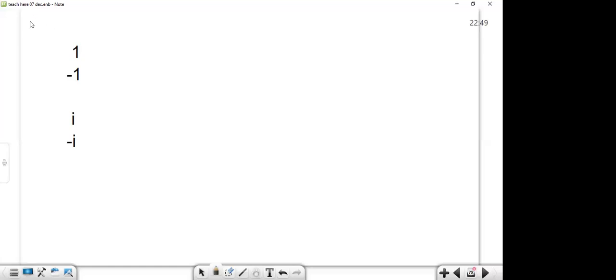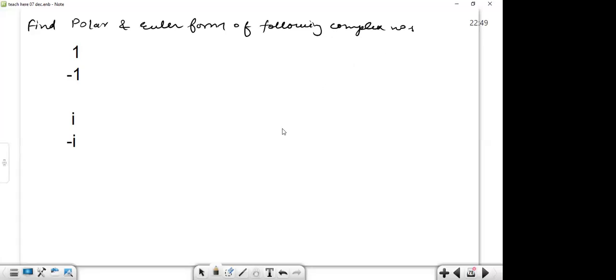So now we have to find out the polar and Euler form of complex numbers. Find polar and Euler form of the following complex numbers. So you have two options.